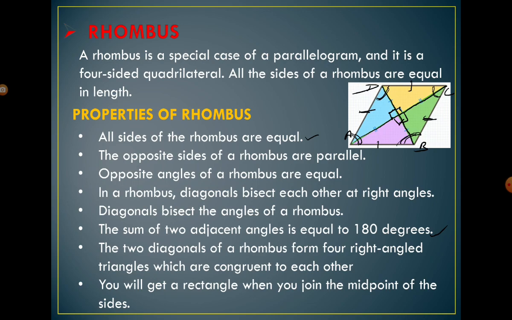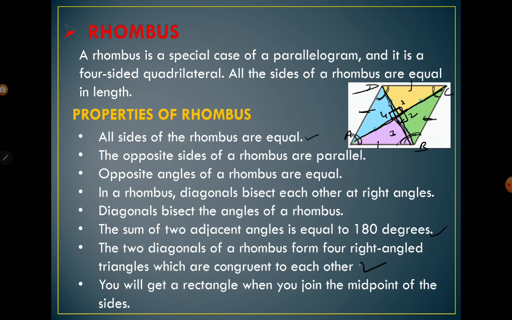The two diagonals of a rhombus form four right-angled triangles which are congruent to each other. These two diagonals are forming 1, 2, 3 and 4, four right-angled triangles. See, why is it a right angle? Because this angle is 90 degrees. So they are forming four right-angled triangles which are congruent to each other. We'll prove this property in our next lecture: why these four triangles made by the two diagonals are congruent.